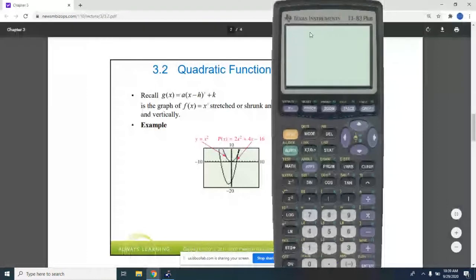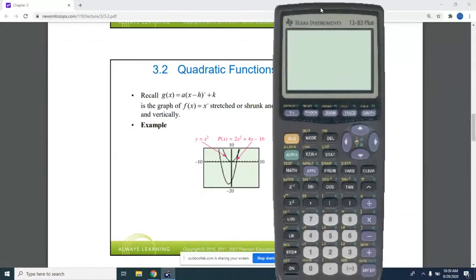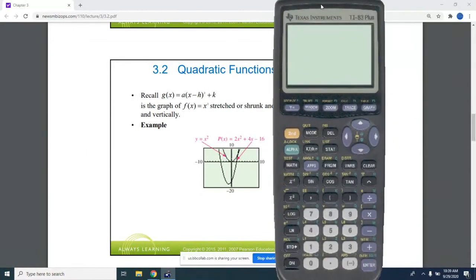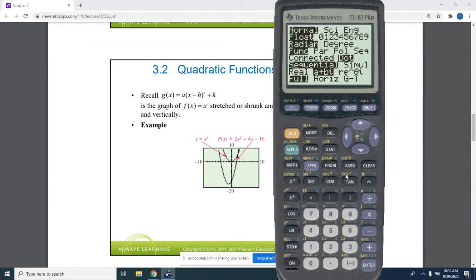Okay, I'll just pull up this calculator. So now here's how you find the vertex using the calculator. All right, we're going to use that same function, x squared minus 6x minus 2. First thing I'm going to do is turn it on.